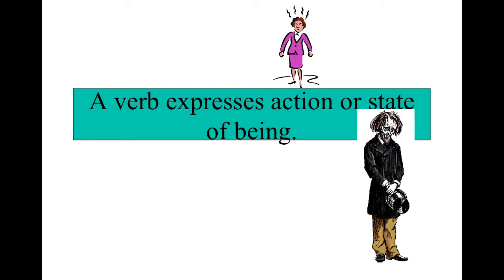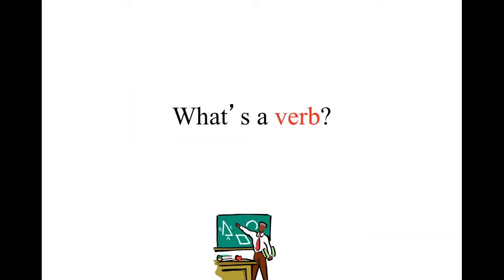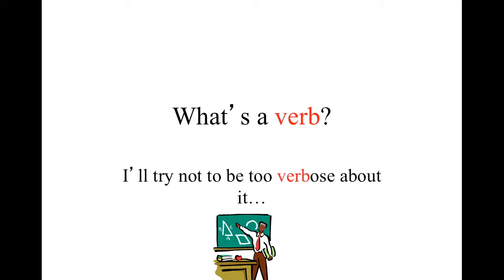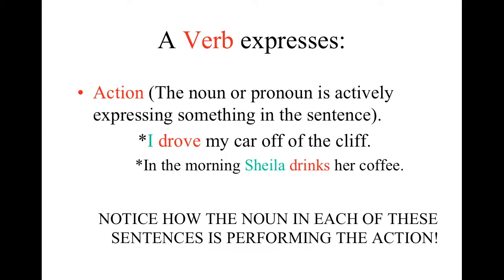You know this definition already. Maybe. A verb expresses action or state of being. I haven't done this with my kids yet. Oh, okay. So what is a verb exactly? Oh, keep going. We're trying to go faster here. All right, here we go.